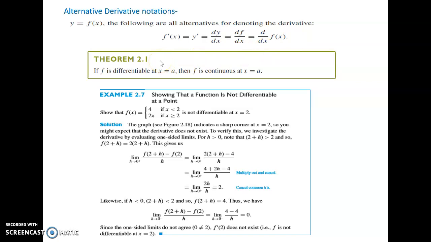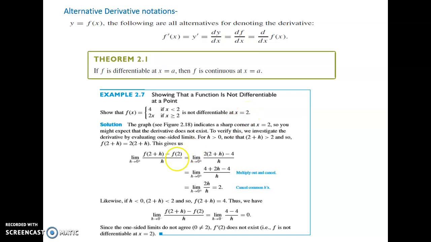And lastly, a very important theorem: if f is differentiable at a point, then it must be continuous at that point. That means if a function is differentiable at a particular point, then the same function is continuous at that point. Let's see one example here. Show that f(x), given by two functions, is not differentiable at x equal to 2.